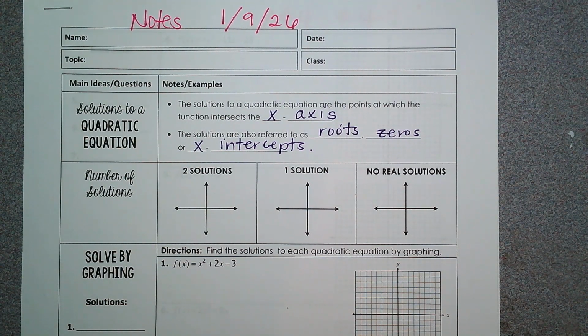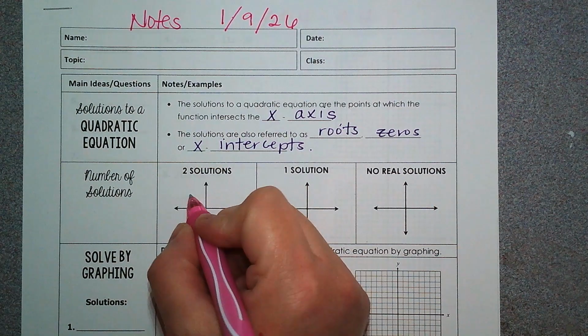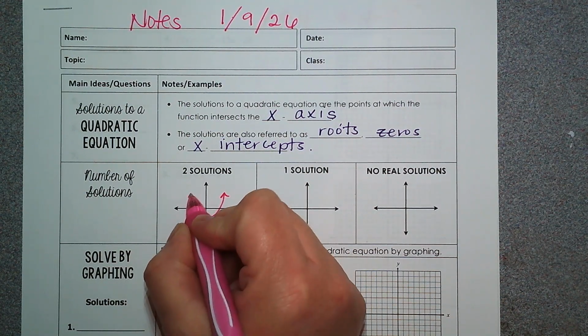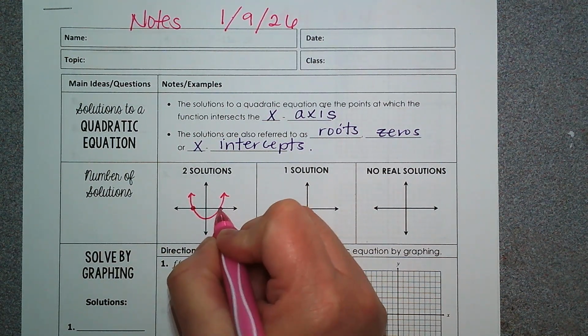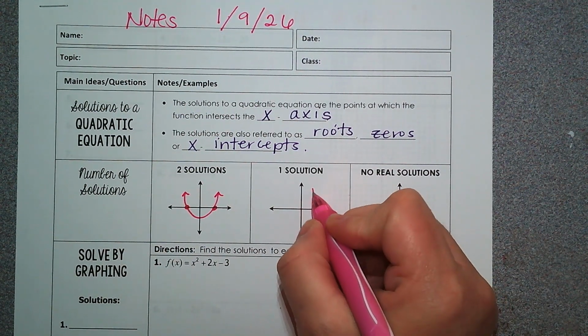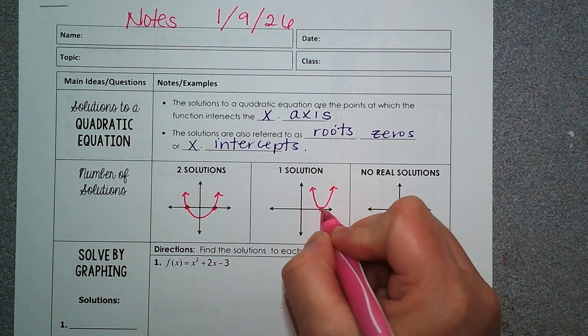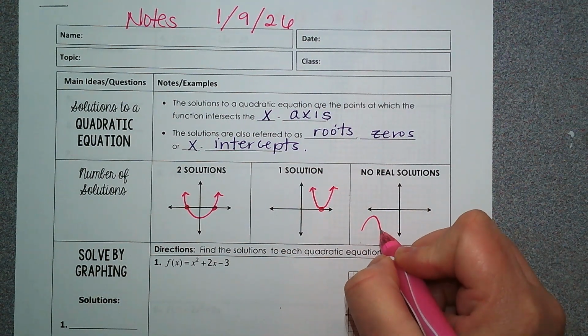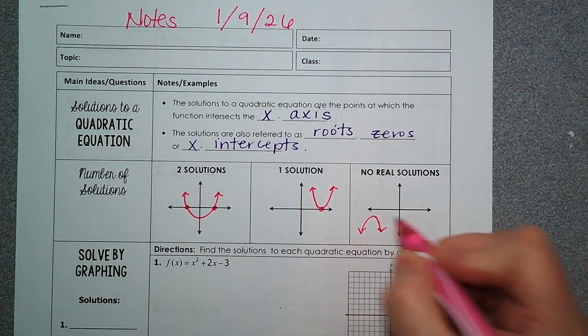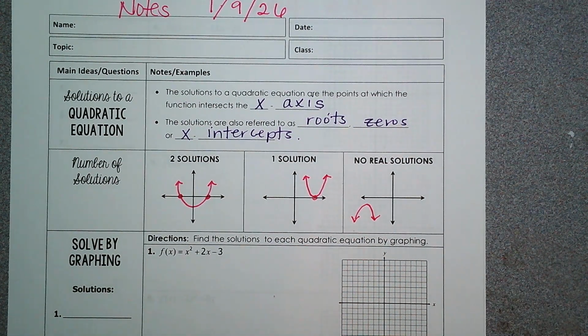You can have either two solutions, one solution, or no real solutions. If the parabola crosses the x-axis at 2 points, you'll obviously have two solutions. If it only hits the x-axis at 1 point, you have one solution. And then sometimes you may have one that does not hit the x-axis at all, and that is no real solutions.